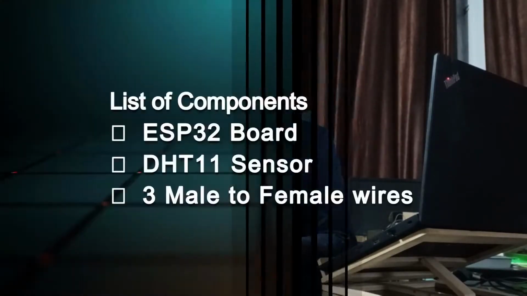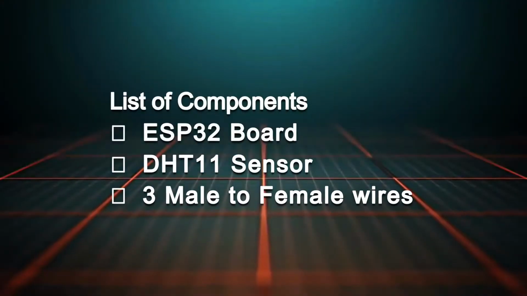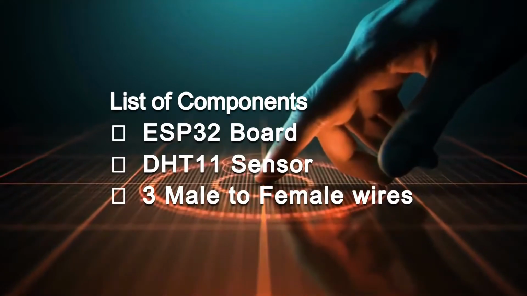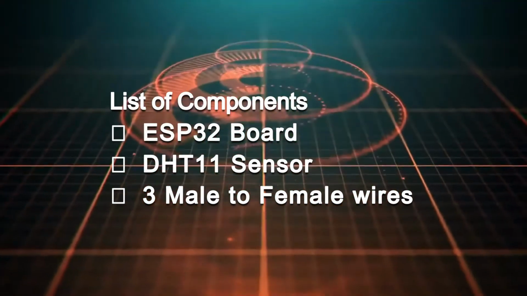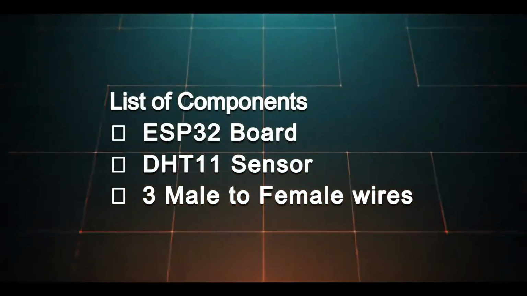And today I will tell you how you can display DHT11 sensor data to your local server without internet, so that you can see live humidity and temperature data on your tablet, your mobile and your PC. So let's go. For this project you need the following components: ESP32 board, DHT11 sensor, 3 male to female wires.